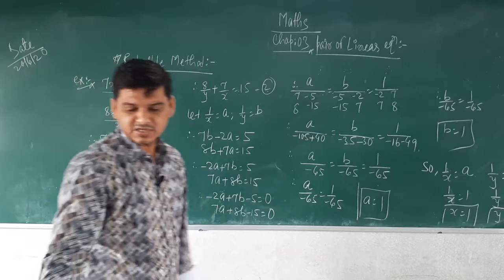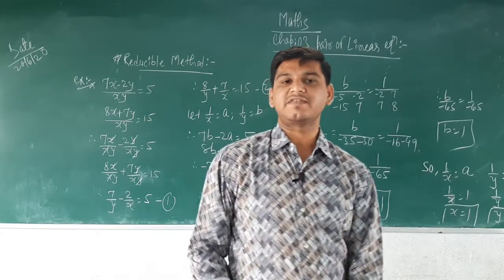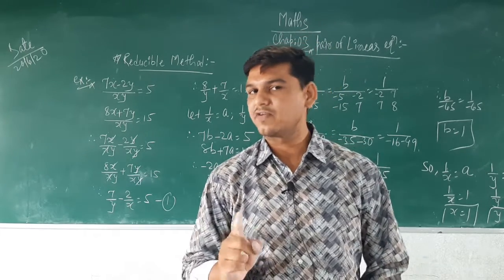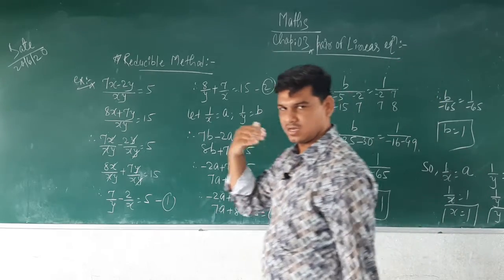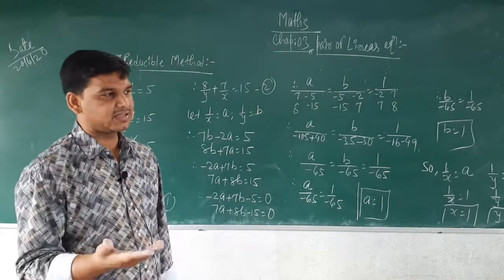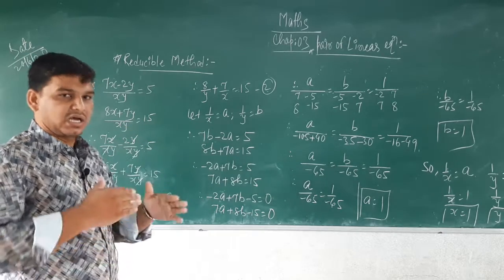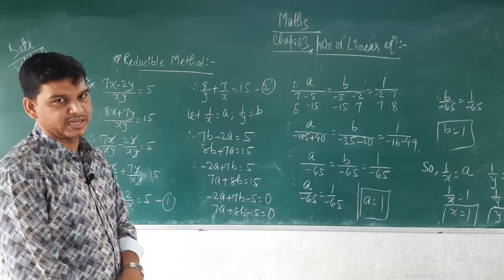So it is a very easy formation. When you use the reducible method, first, whatever variable is in the denominator as x and y, you have to remove by supposing a value for it, and then you can easily convert that equation into the standard form of a linear equation and get the values of a and b.